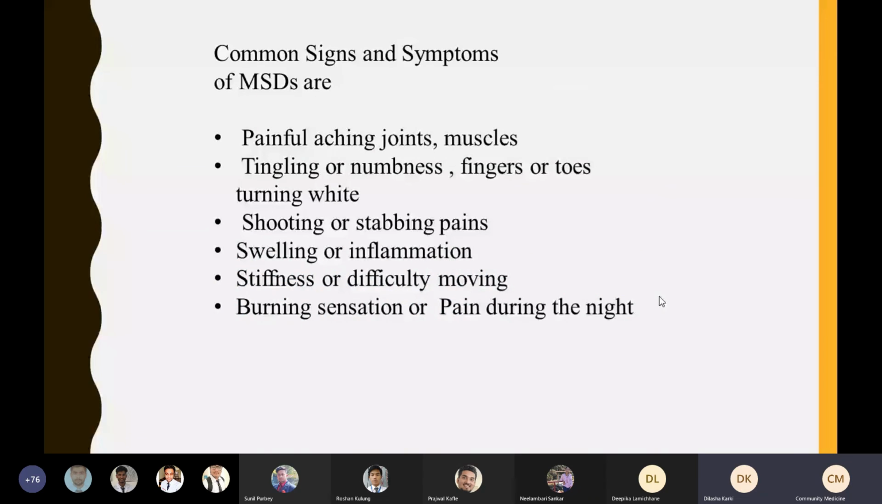So what will happen to them is there will be pain or discomfort in the joint or muscle, and some might find tingling or numbness in the fingers, turning white, as we said before. And there is continuous pain, stabbing or shooting type of pain, swelling and inflammation, and stiffness of the muscles. So these are the different symptoms or signs of MSD.